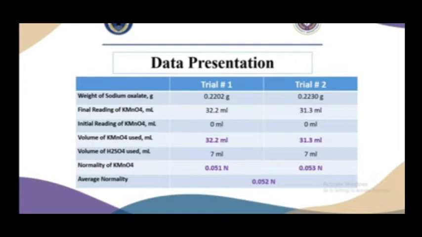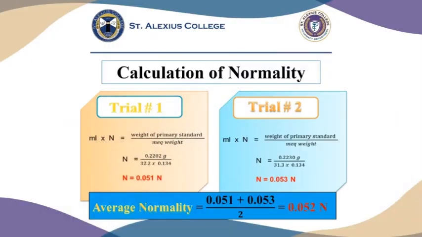Thank you. For the normality, getting the normality is easy if you know the formula. I am using 2 formulas, but the one we used for this activity is the less complicated one, which is normality is equal to weight of the sample over volume times the milli-equivalent weight, which is derived from this formula.